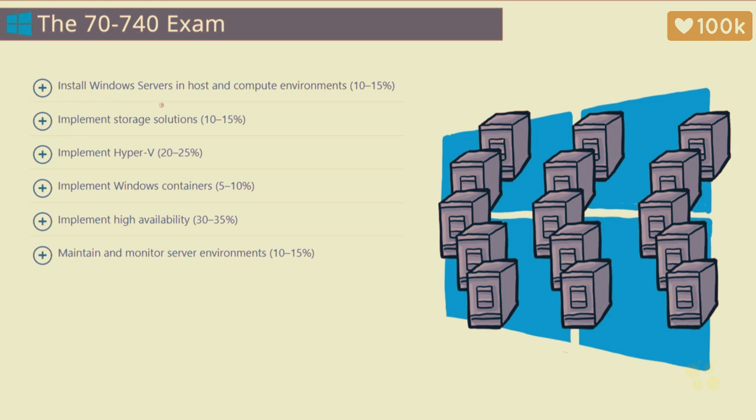The first one here covers installation. We're going to learn how to install Server 2016 and the various installation options. We'll look at Server with the desktop experience, Server Core, and even the new Nano Server deployment option. We'll even look at how to create images to dramatically speed up deployment of our operating systems.